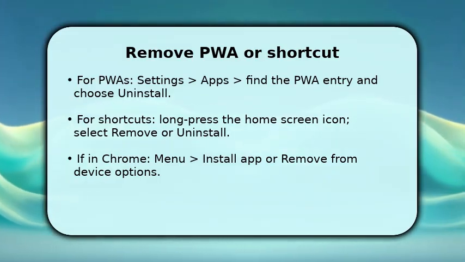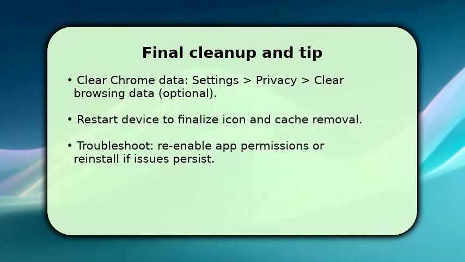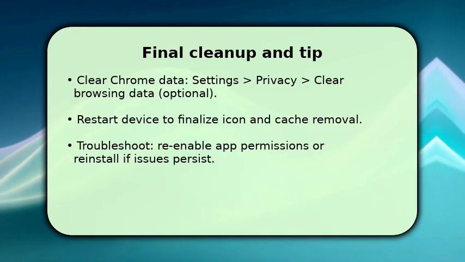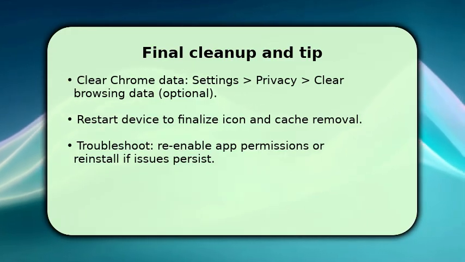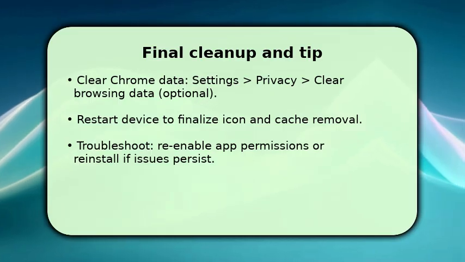Finally, tidy up by clearing any leftover data and restarting the phone. Open Chrome Settings, go to Privacy, and optionally clear cached images or site data to remove traces. This helps free space and prevents ghost icons. Restart the device so the launcher updates and the icon disappears.